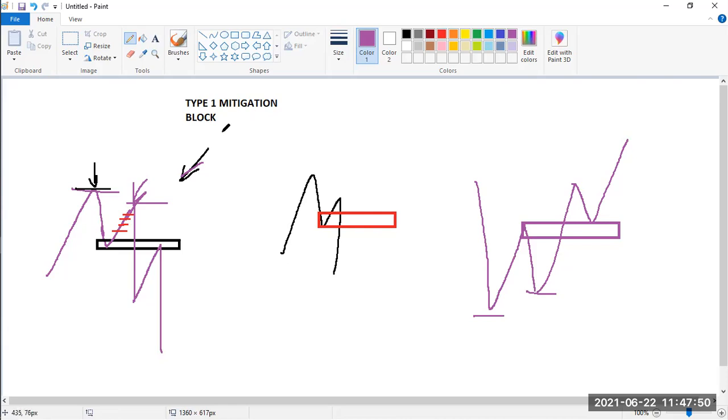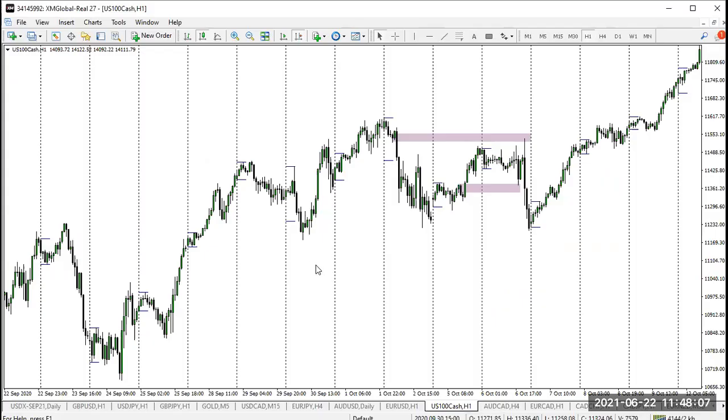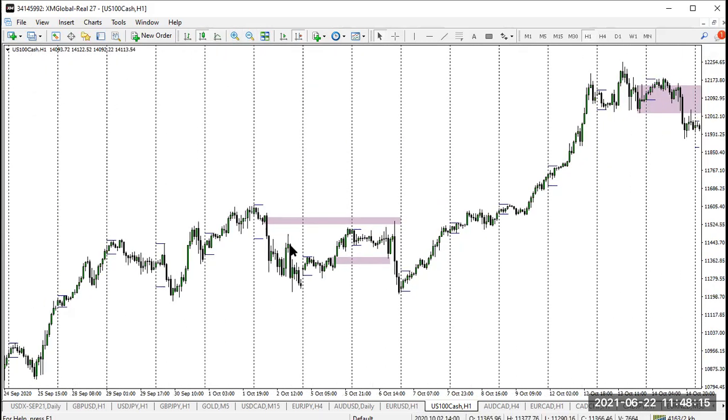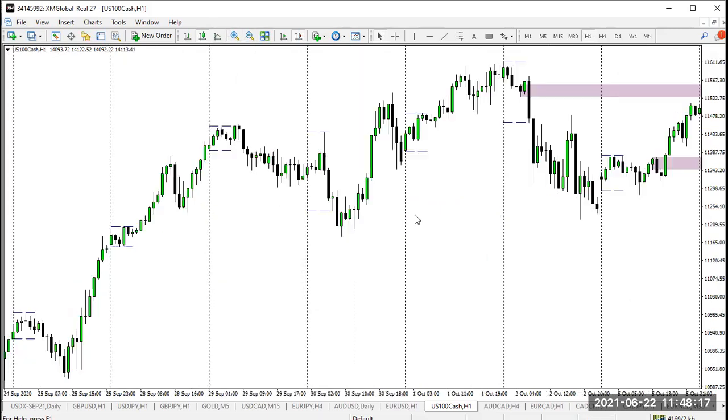But mitigation blocks don't really happen often compared to breakers. There are a lot of breakers compared to mitigation blocks, because breakers are taking out liquidity, those stop losses. With a mitigation block, there's really no liquidity that was taken out. But sometimes they can do it on the lower time frame. So now here is the example.